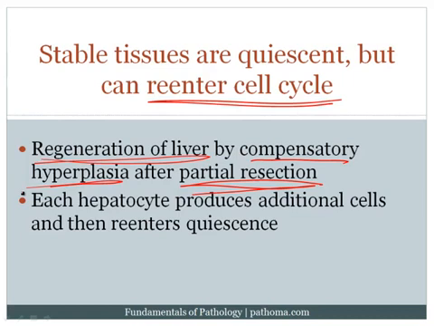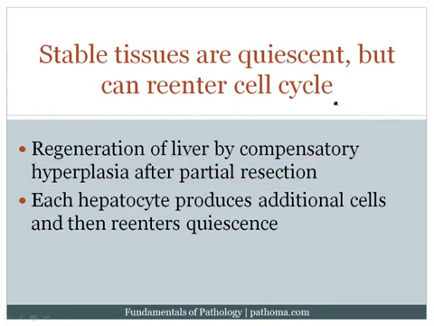So what happens is when there's partial resection of the liver, each of the hepatocytes present within the liver has the ability to come out of quiescence and to re-enter the cell cycle. And when it re-enters the cell cycle, it can divide and allow for regeneration of the liver. And so this is a very high-yield example of a stable tissue, which is the liver.